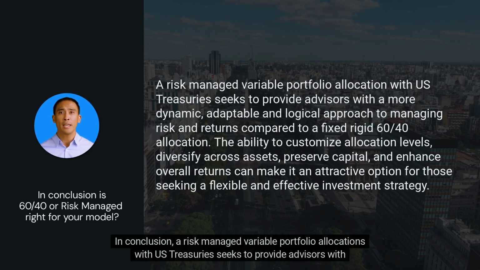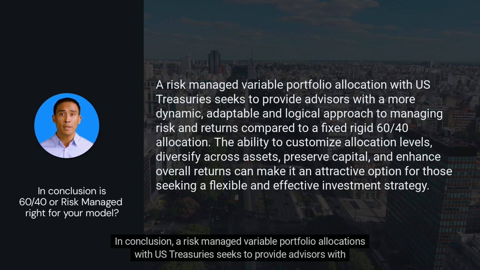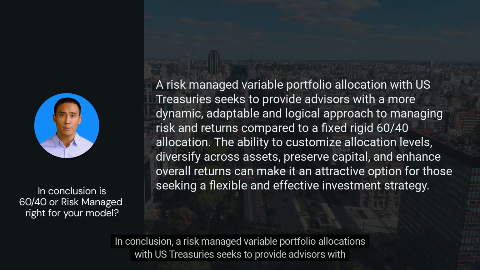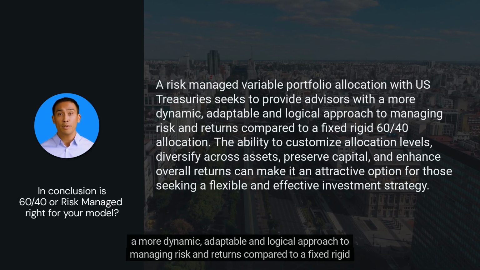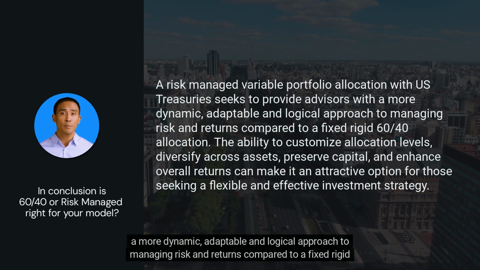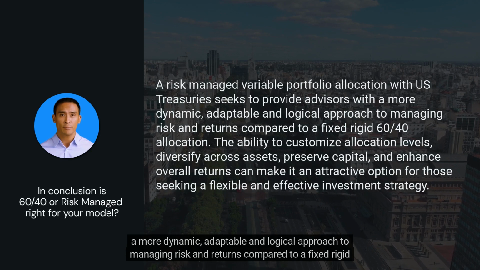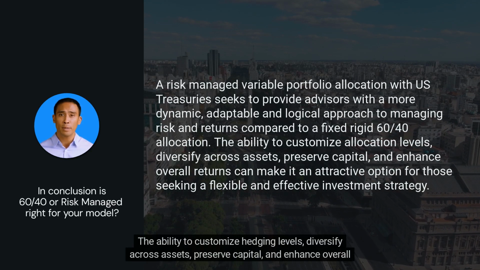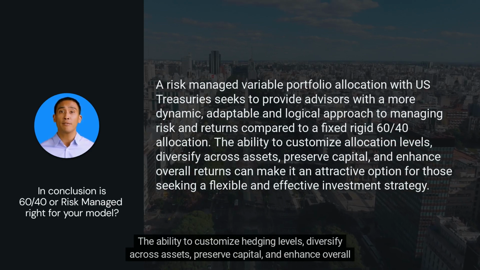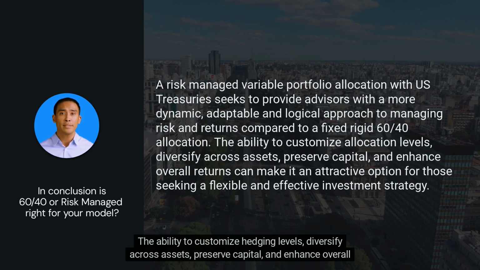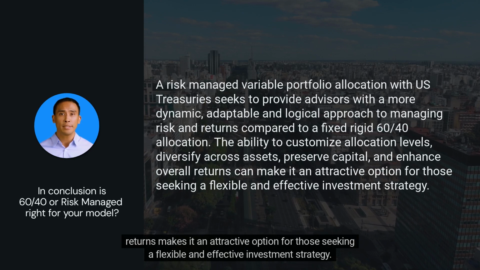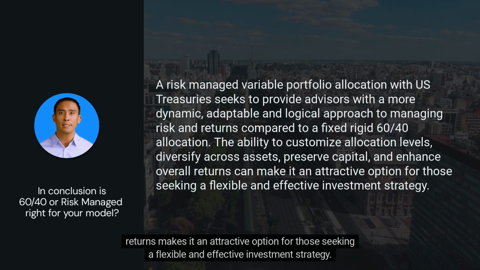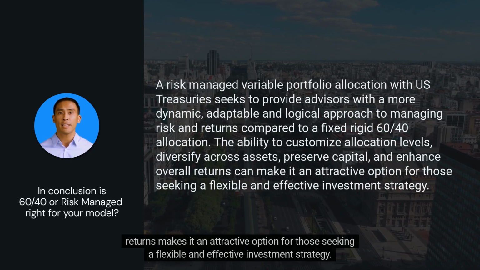In conclusion, a risk-managed variable portfolio allocation with US Treasuries seeks to provide advisors with a more dynamic, adaptable, and logical approach to managing risk and returns compared to a fixed rigid 60/40 allocation. The ability to customize hedging levels, diversify across assets, preserve capital, and enhance overall returns makes it an attractive option for those seeking a flexible and effective investment strategy.